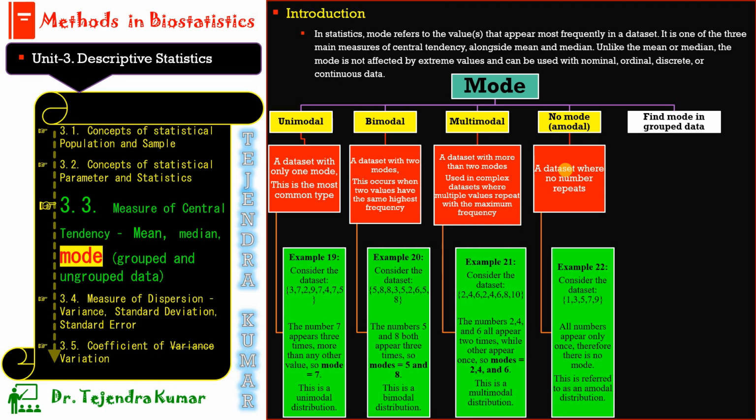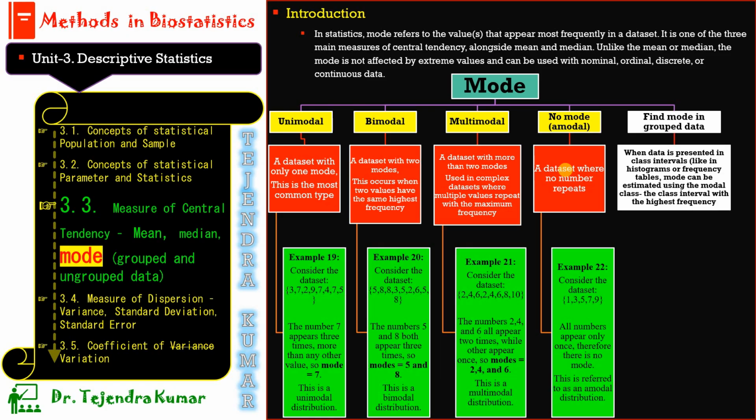Now, another important thing is, supposedly you have grouped data, then how will you find out the mode? When data is presented in class intervals, like in histograms or frequency tables, mode can be estimated using the modal class, the class interval with the highest frequency. So, this is the formula. Mode is equal to L plus the whole bracket of fm minus f1 divided by 2fm minus f1 minus f2, and then multiply with h.